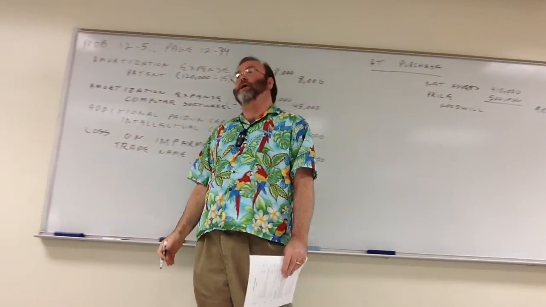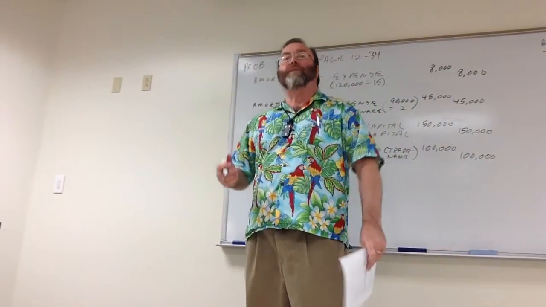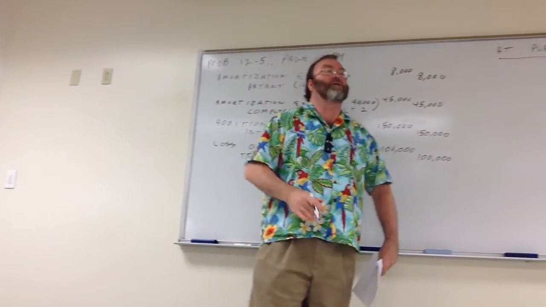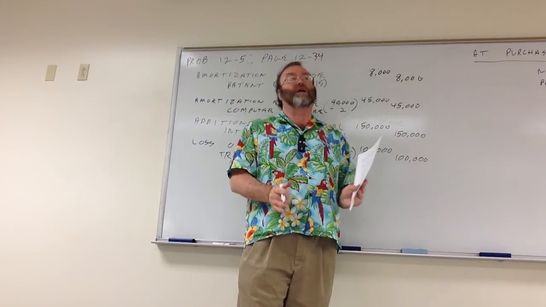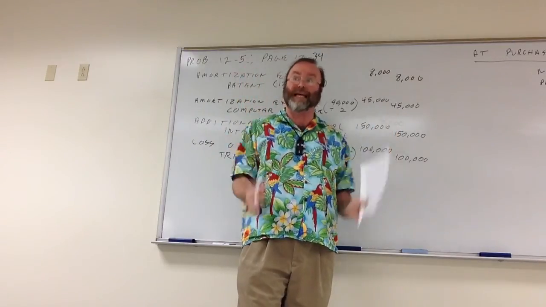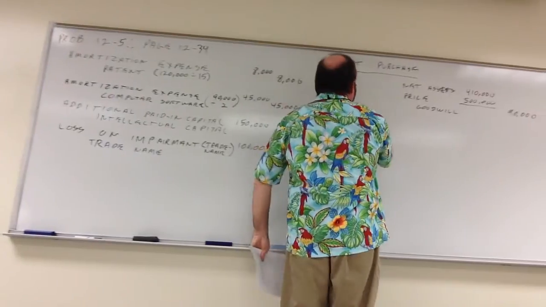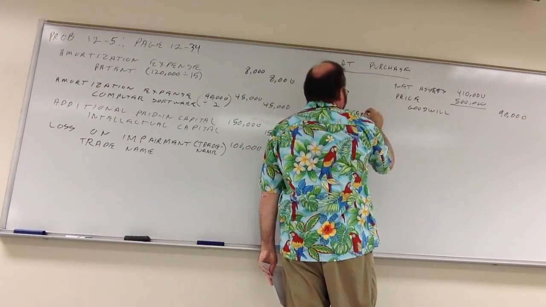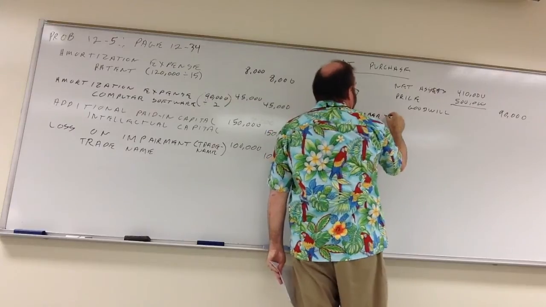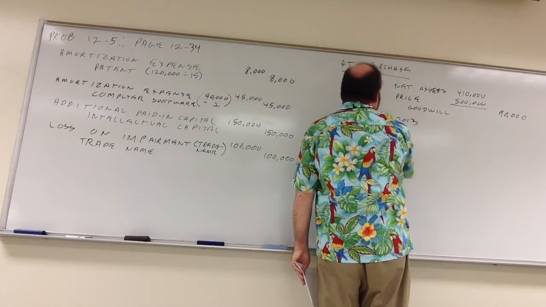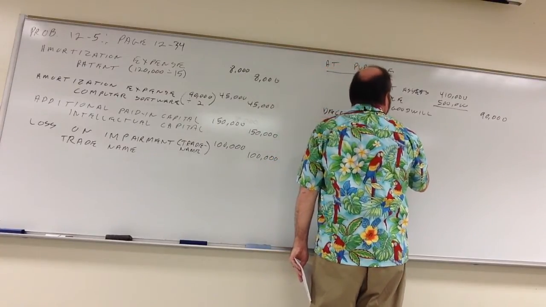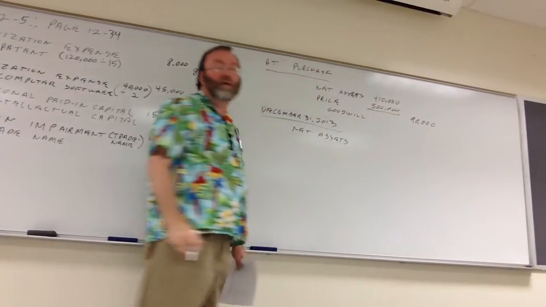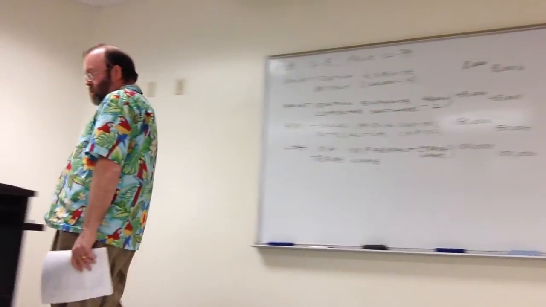Goodwill has to be examined on an annual basis for impairment. And the way you do that is you take a look at the subsidiary as of the balance sheet date, as of today. So at December 31st, 2013, net assets equals $250,000.